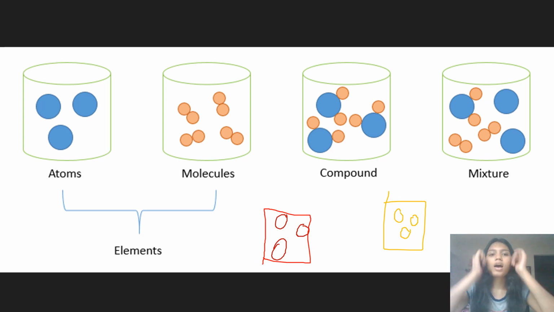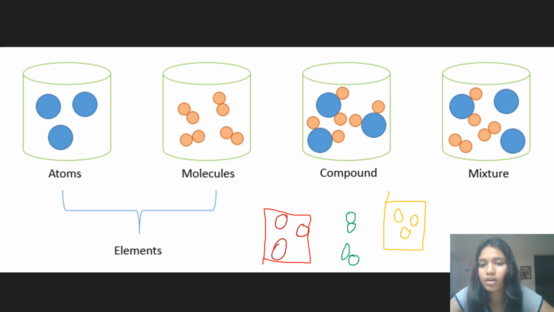Then you can see there are some elements like oxygen that exist as molecules. So for them we will have O2. That'll have two atoms bonded together. It depends on how the element exists. So that's an atom, an element; atoms and molecules make elements.